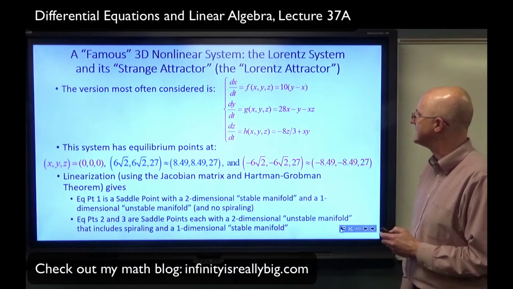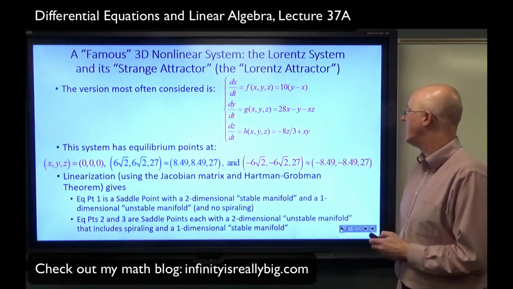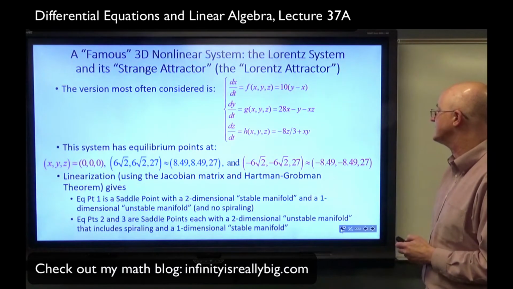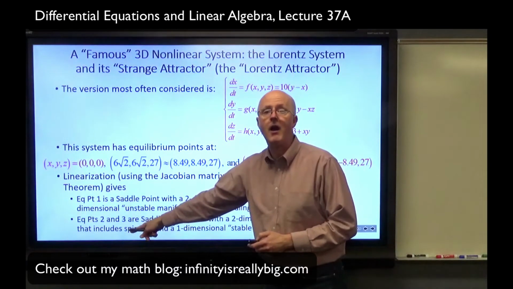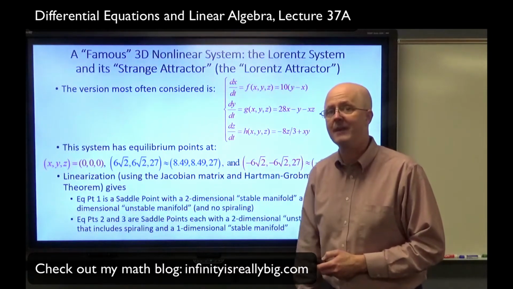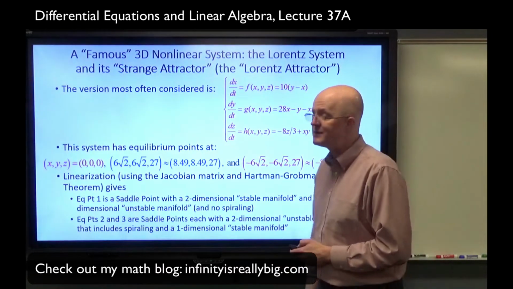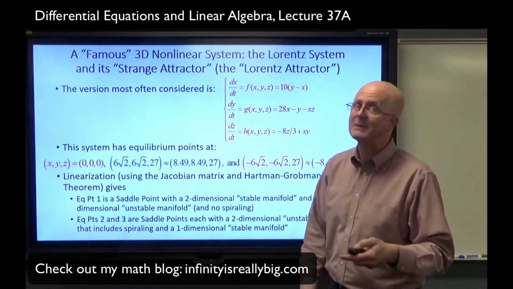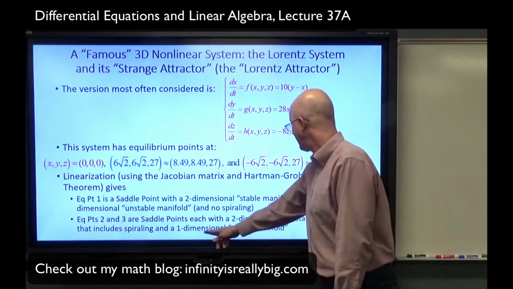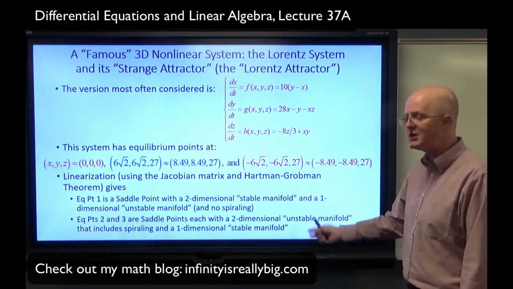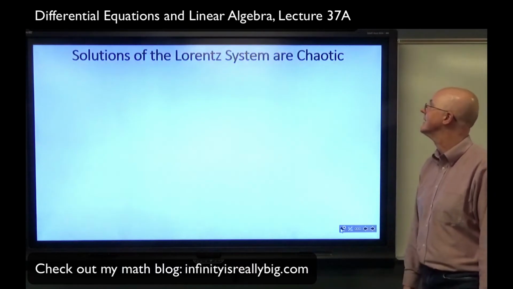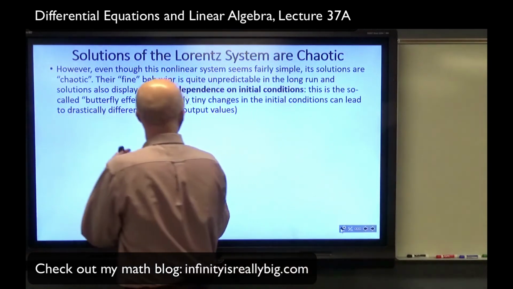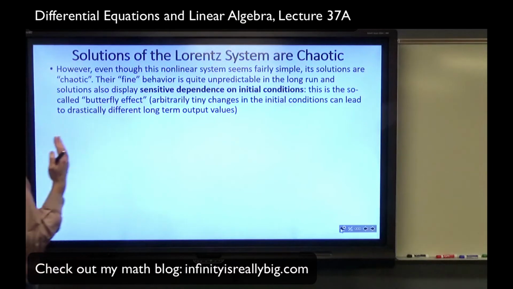The other 2 points, this one and this one, turn out to have two-dimensional unstable manifolds that include spiraling, so there are two complex non-real eigenvalues that also have positive real part, that's why it's unstable, it's a source in that direction, and a one-dimensional stable manifold. They each have this kind of behavior. You can check that out. However, even though this nonlinear system seems fairly simple, its solutions are chaotic.